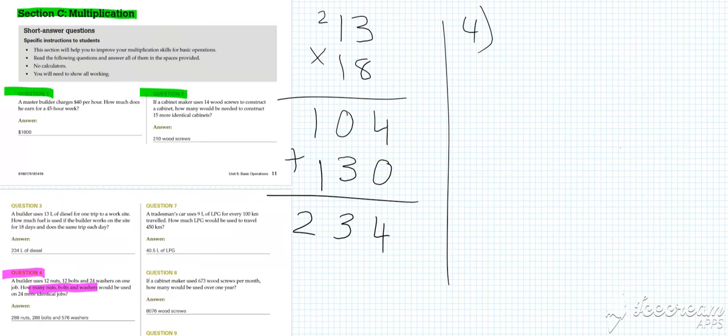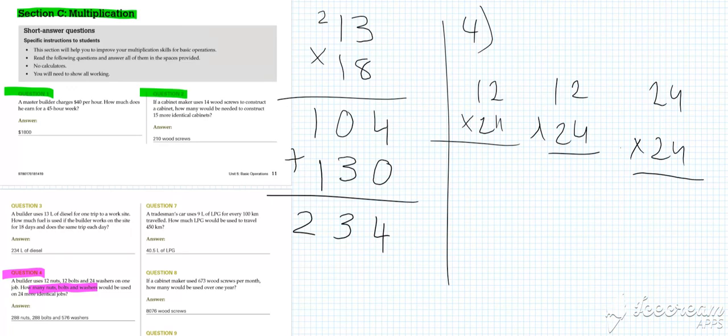That's annoying. So, just to recap, it's going to be 12 times 24. That's why it's so important to read the question. 12 times 24. Obviously, you only have to do one of those. And then it's going to be 24 times 24. And then follow those steps.